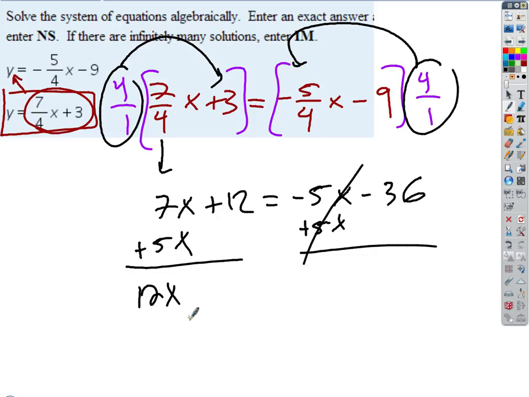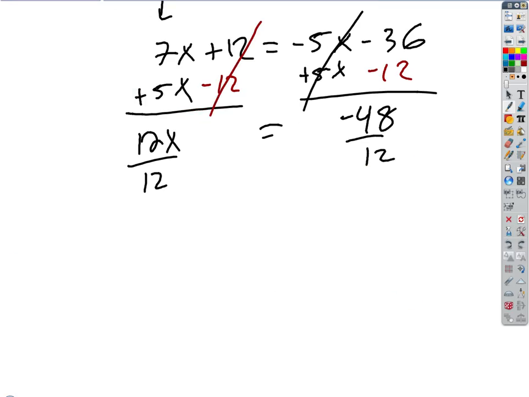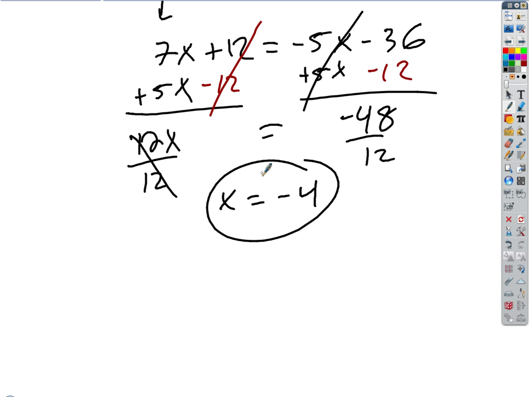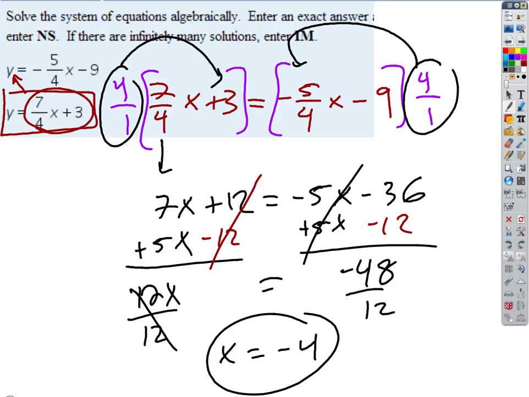While I'm at it, what else could I do? I want to get the x by itself, right? So I'll subtract 12 from both sides. And I get negative 48, good. So then if I divide both sides by 12, what do I get? Yeah, we get x equals negative 4, right? Halfway there. Where would I go to solve for y?